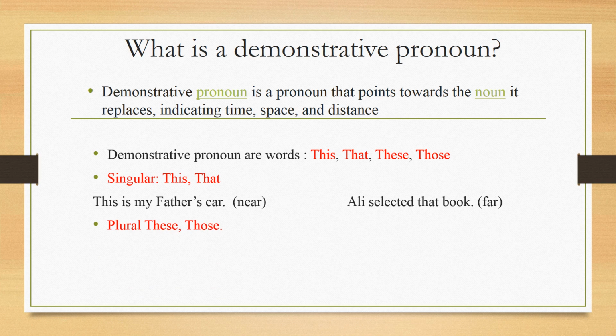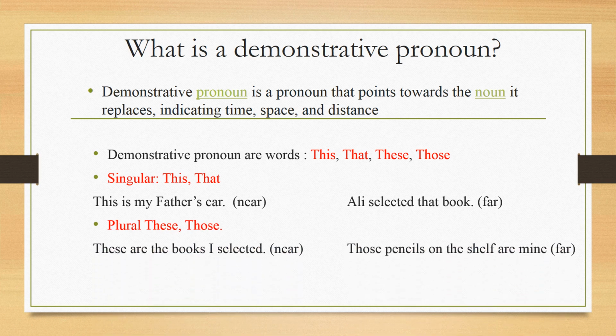Plural demonstrative pronouns: these and those. These are the books I selected. Those pencils on the shelf are mine. These are the books I selected. This means that I am talking about something that is near or close by, and it is plural. I am talking about the books. Those pencils, I am pointing towards something that is far from me and saying those pencils, more than one.